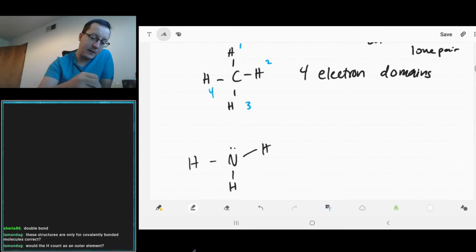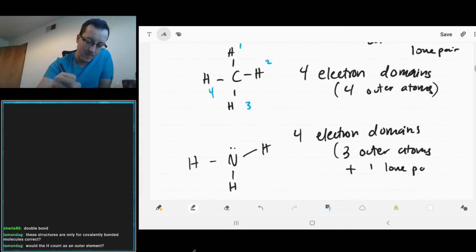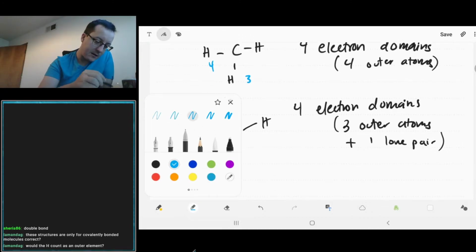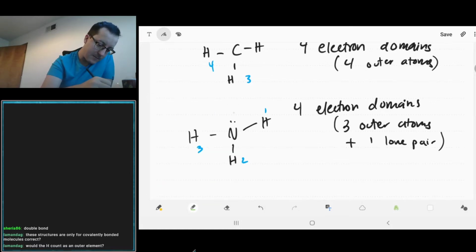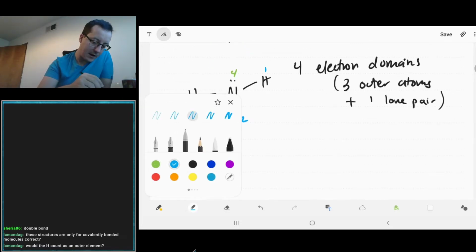Here's ammonia. This one will also have four electron domains. And in this case, we have four outer atoms for methane. And for this one, we have three outer atoms plus one lone pair. And so together, that's four. So a lone pair, even though it's two electrons, counts as one thing. It's one electron domain. And so, using our handy-dandy colors, just to differentiate between lone pairs and outer atoms, there we go. Do it again, why not?